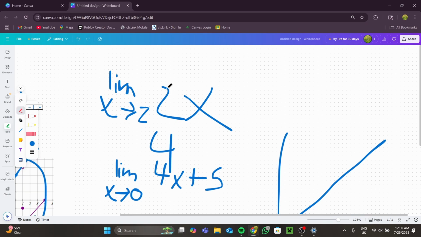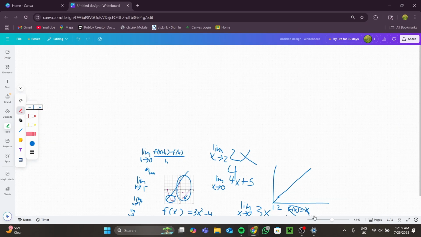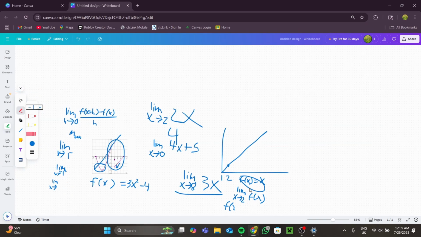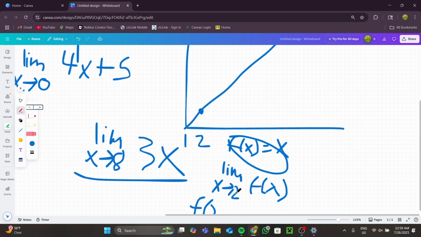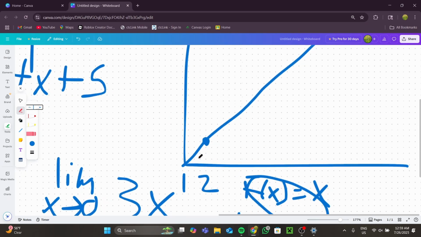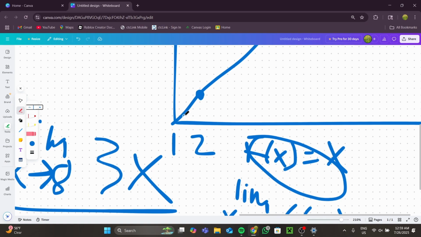Let me explain what a limit is. A limit is what a function is approaching, or what f of x is approaching, when x gets close to a certain value. So let's look at this example. This is f of x equals x, an easy line. The limit as x approaches 2 of f of x would be 2. And you can see that right here. Look at the line here and here. It's approaching that value right there, 2.